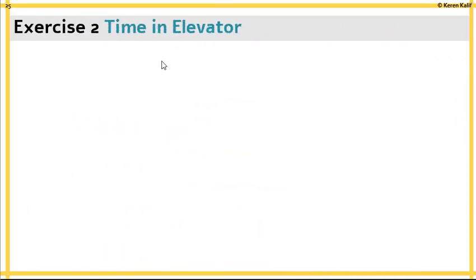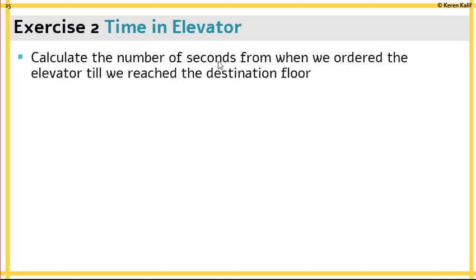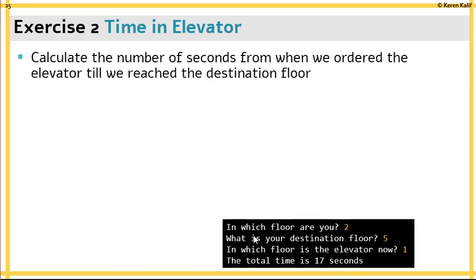Our second exercise in Python: time in an elevator. Calculate the number of seconds from when we order the elevator till we reach the destination floor. Let's say an example. First of all, it asks me in which floor am I now. Let's assume I'm in floor 2. It asks me, what is your destination floor? Let's assume I want to reach floor number 5.